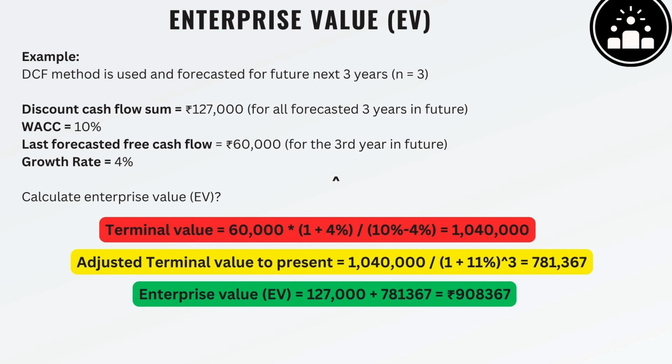Now to calculate the enterprise value, we will first calculate the terminal value using the formula of the perpetual growth method and it comes out to be 10,40,000 rupees. Now this terminal value has to be discounted to the present value using the discount rate for the last year, which is the third year, and the adjusted terminal value to present comes out to be 7,81,367 rupees. Now the enterprise value is the sum of discounted cash flow for all the years and the adjusted terminal value, which is 1,27,000 plus 7,81,367, which gives the enterprise value as 9,08,367 rupees.